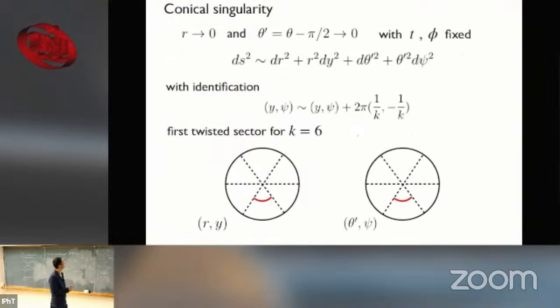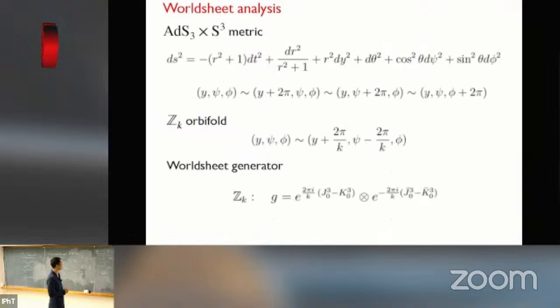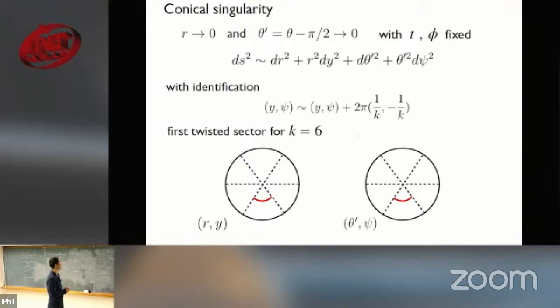Let's look at the conical singularity. This is a Z_k orbifold, and let's try to find its conical singularity. We find the singularity is at this place, as is well known. When r approaches zero and theta approaches pi over two, we can approximate the metric like this. It has two planes, the r-y plane and the theta-psi plane in polar coordinates, and the identification is like this. We rotate y by some amount and psi by the same amount, then we identify them.